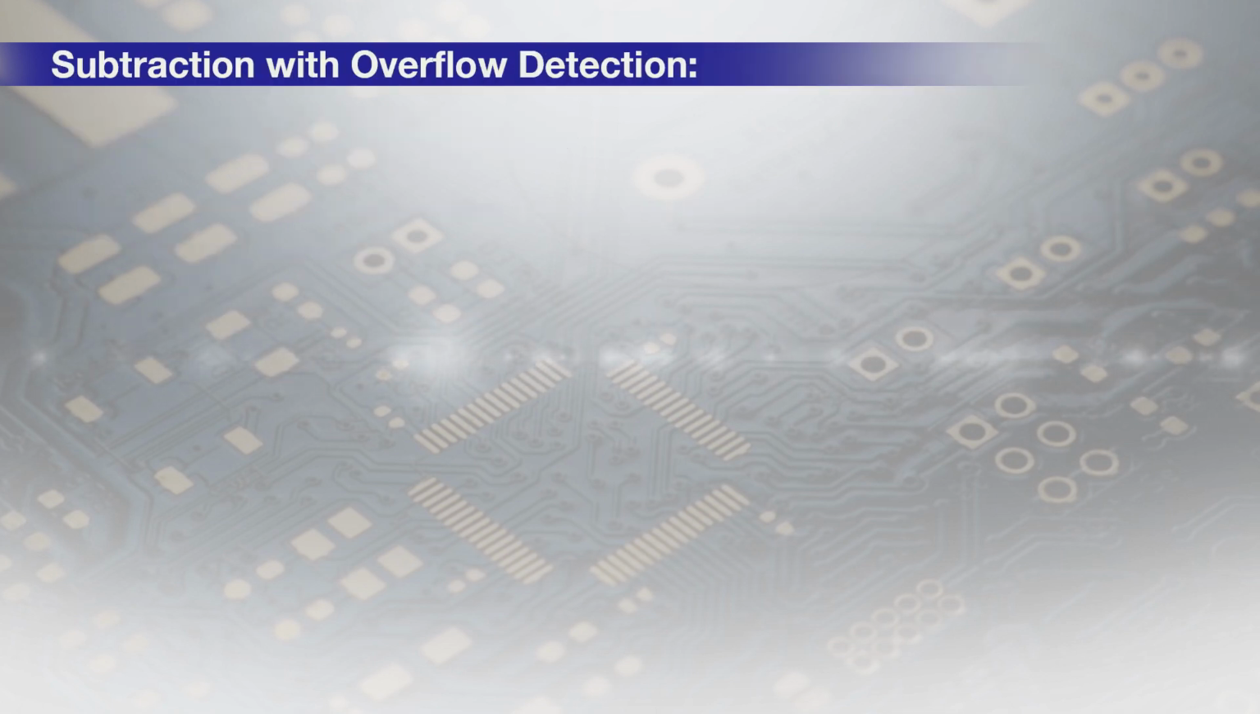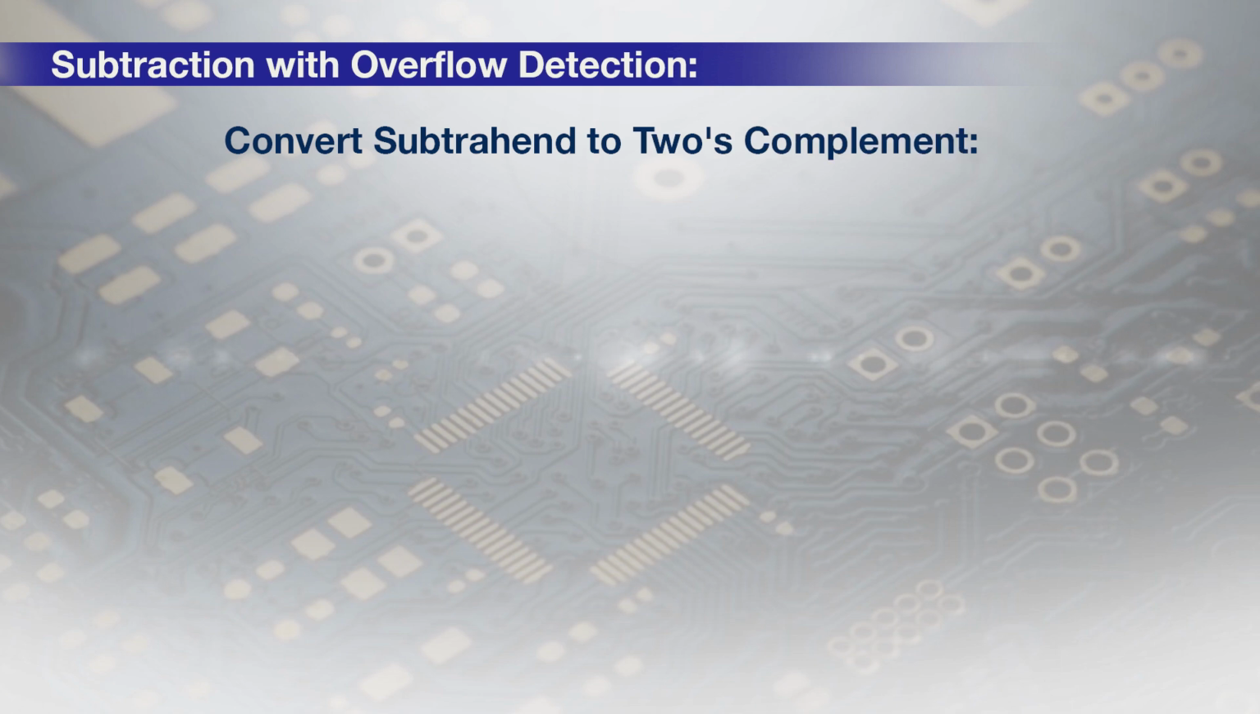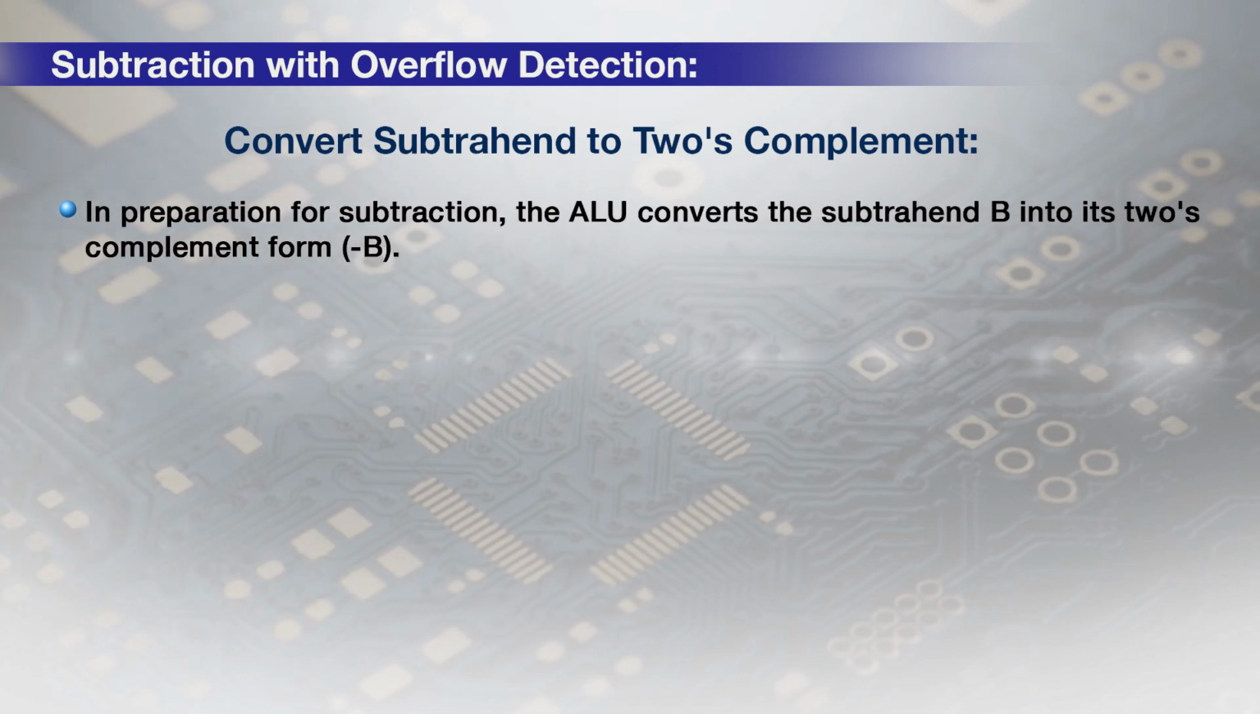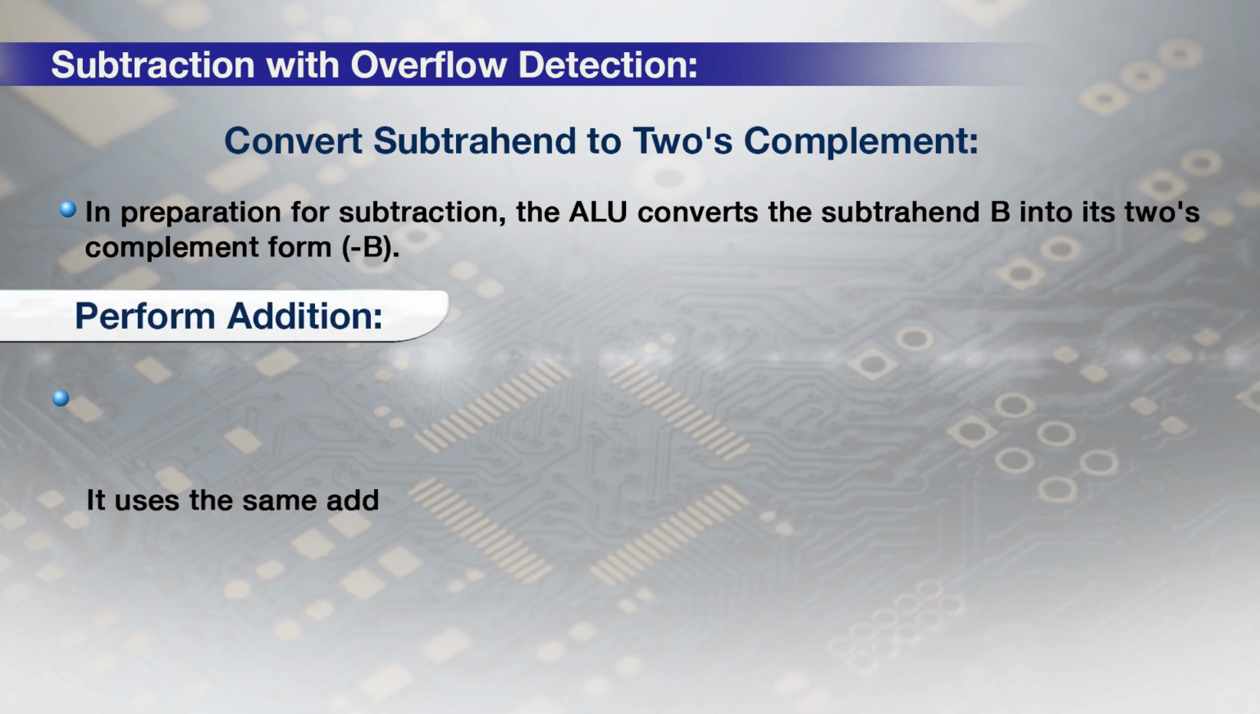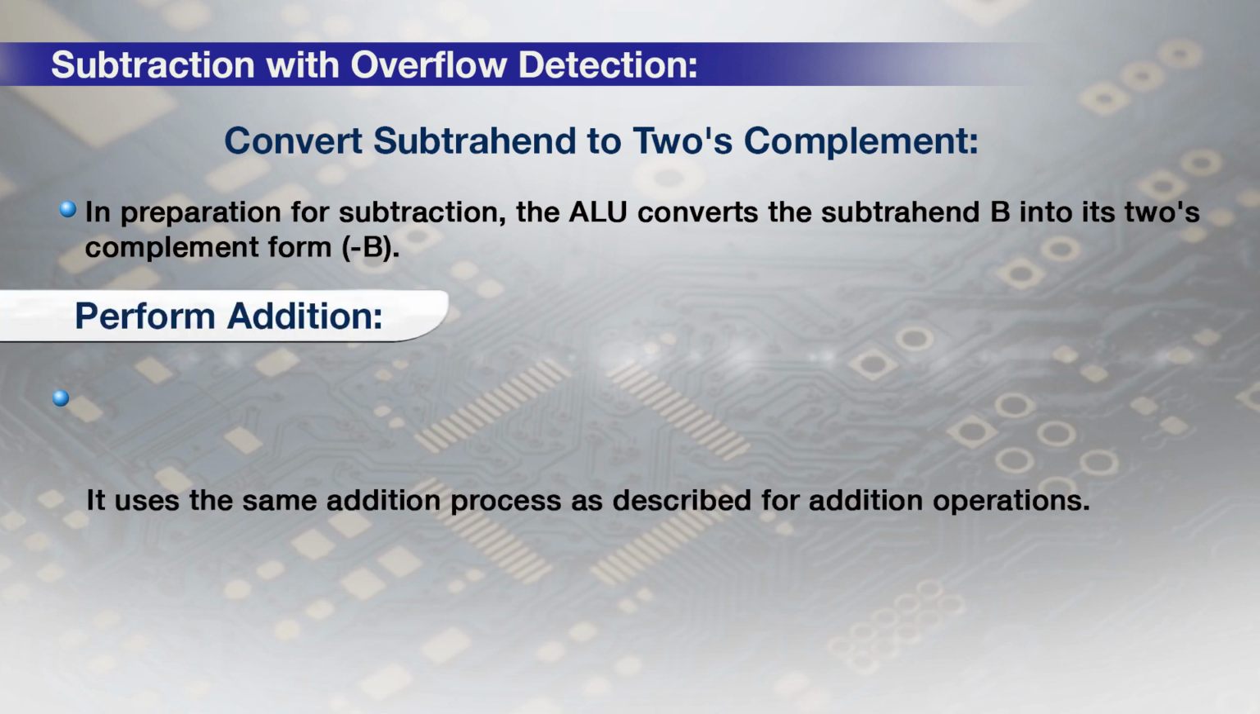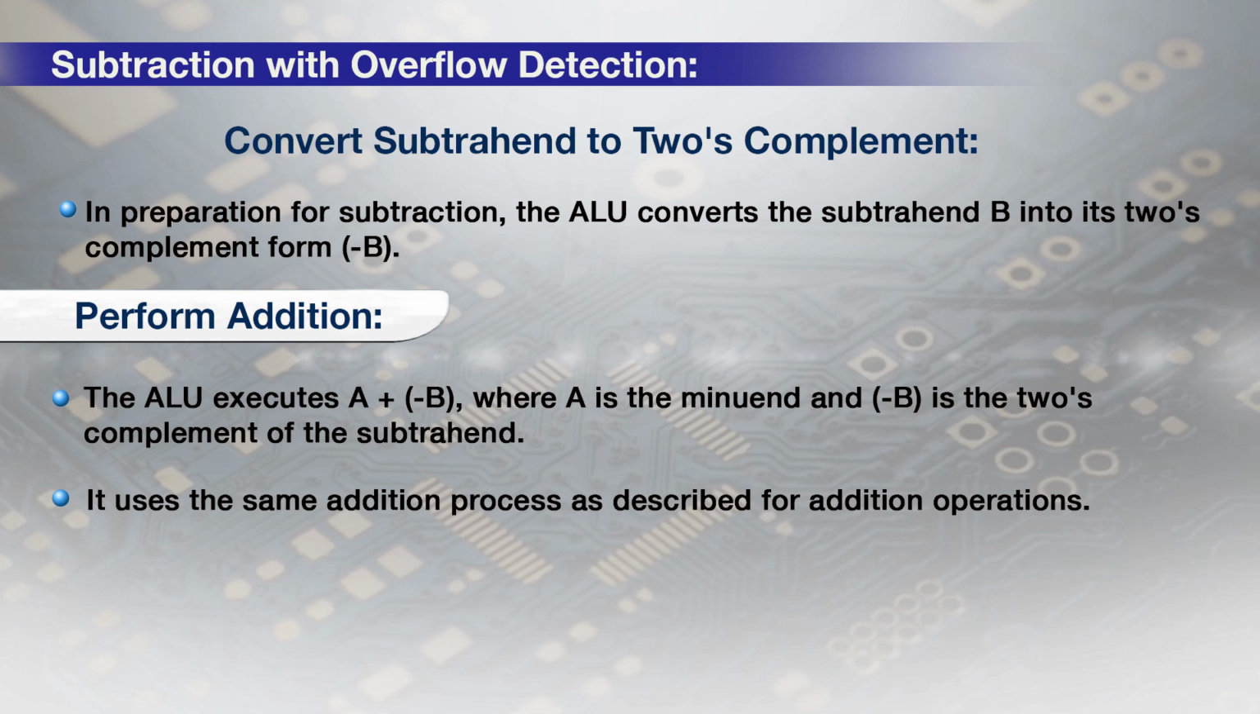Subtraction and overflow detection. Convert the subtrahend into 2's complement. In preparation for subtraction, the ALU converts the subtrahend b into its 2's complement form, minus b. Perform addition. The ALU executes a plus minus b, where a is the minuend and minus b is the 2's complement of the subtrahend. It uses the same addition process as described for the addition operation.